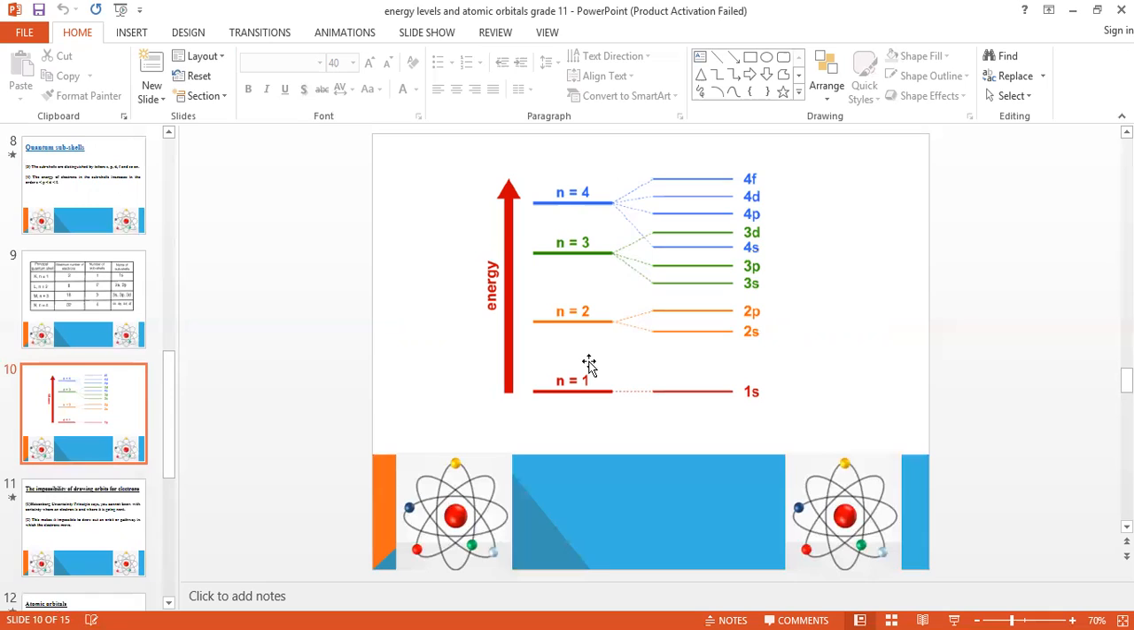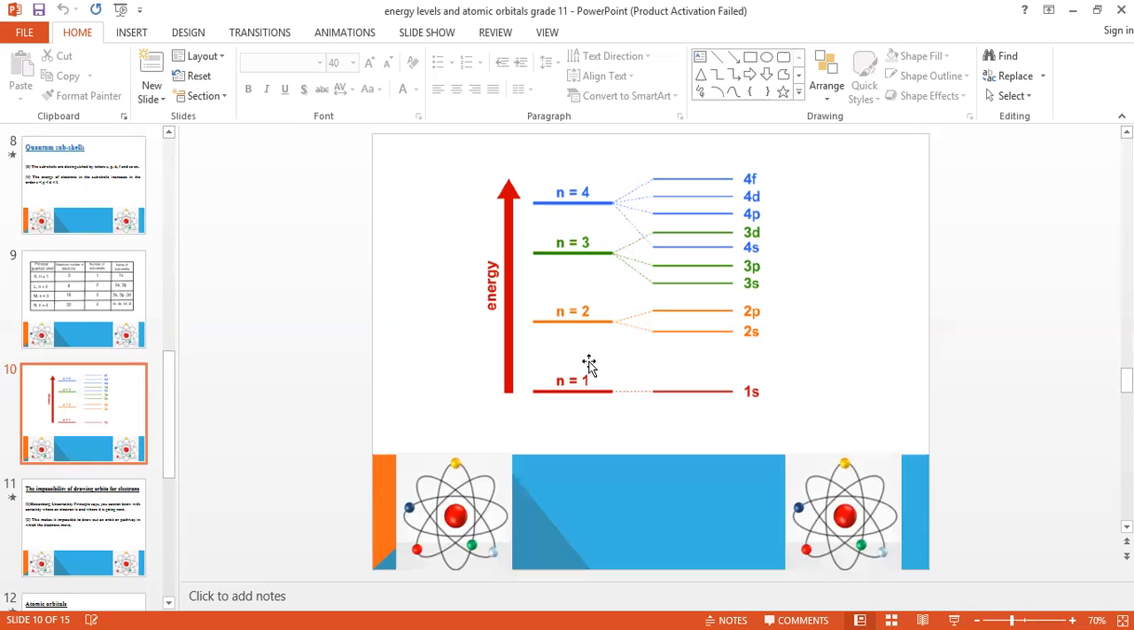N1, N2, N3, and N4 are the principal quantum shells, or what we call energy levels. Mostly focus on these two words: energy level, or principal quantum shell. Understand now? Now see some lines are going out from these shells.